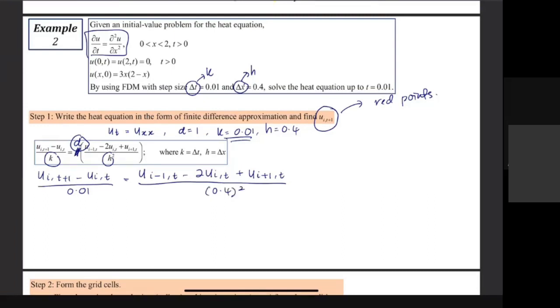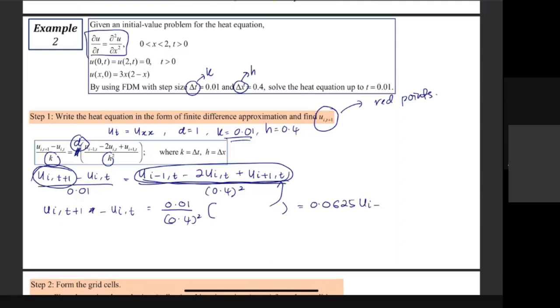Okay, so you must rearrange the equation, the formula, so that this becomes u i, t plus 1. k to the right side first, not this one. This one is minus u i, t equals, so 0.01 divided by 0.4 squared, and the rest is salin balik ni. Then you will get 0.0625 multiplied with this one.